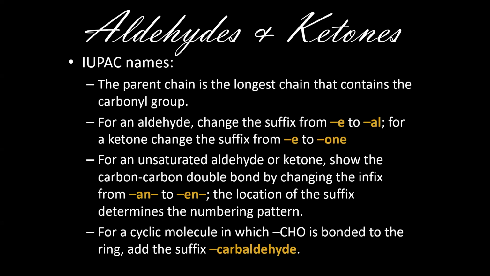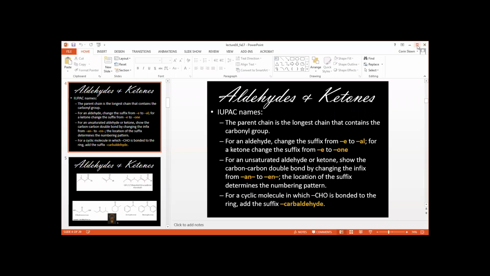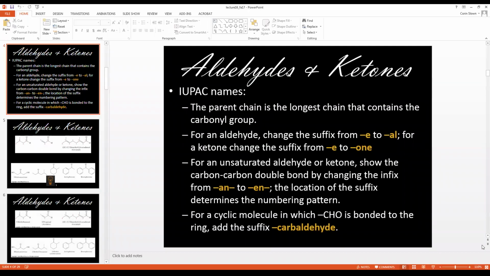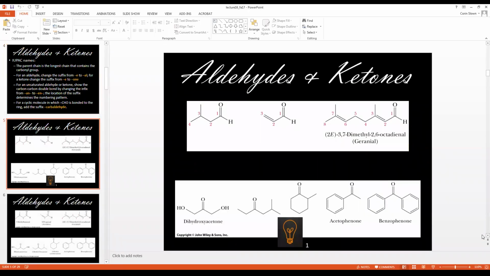For a cyclic molecule in which the CHO is bonded to the ring, we add the suffix carbaldehyde. And it's useful for us to think about a couple of things. When we're naming these compounds, we want to be aware of all of the components of naming that we've talked about before: numbering our carbons to find the longest possible carbon chain, being aware of other functional groups, and then thinking about stereochemistry or orientation in space.